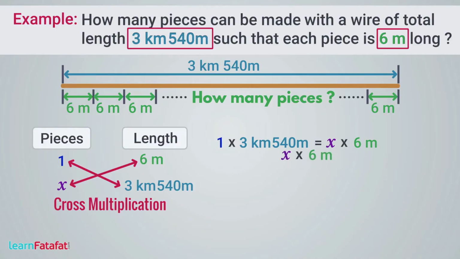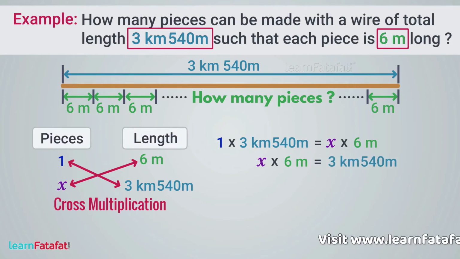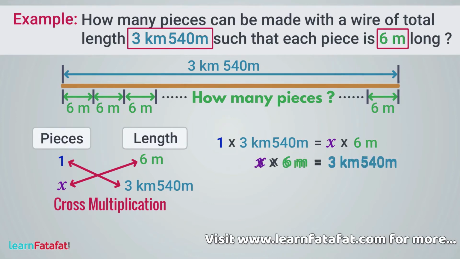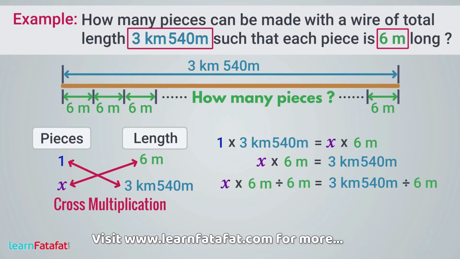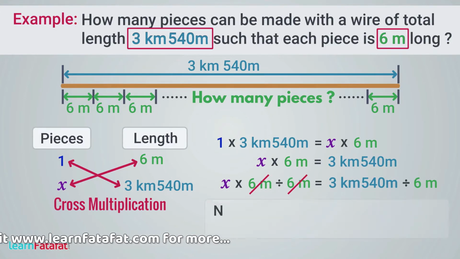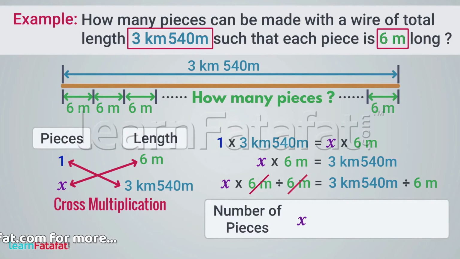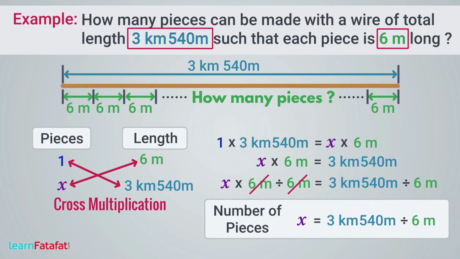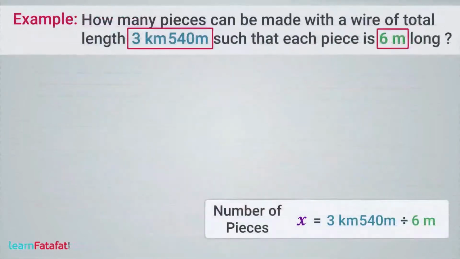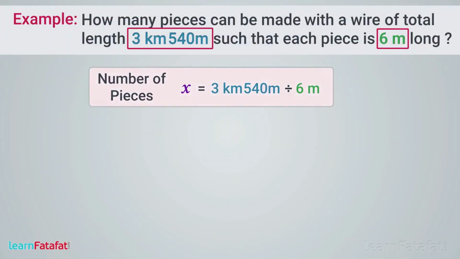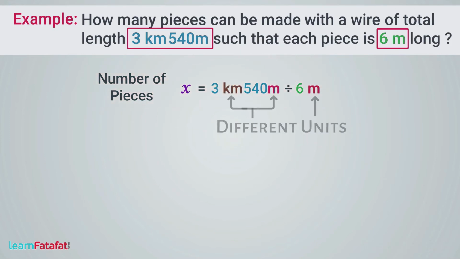Or X multiplied by 6 meter is equals to 3 km 540 meter. Dividing both sides by 6 meter, we get number of pieces X equals to 3 km 540 meter divided by 6 meter. We cannot perform this division because the units in both terms are not same. We can make calculations only when the units are same.